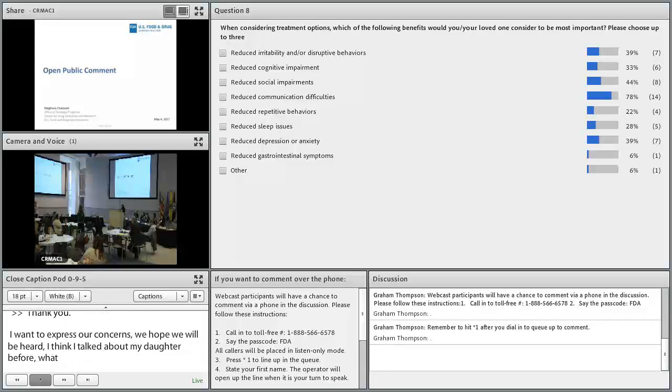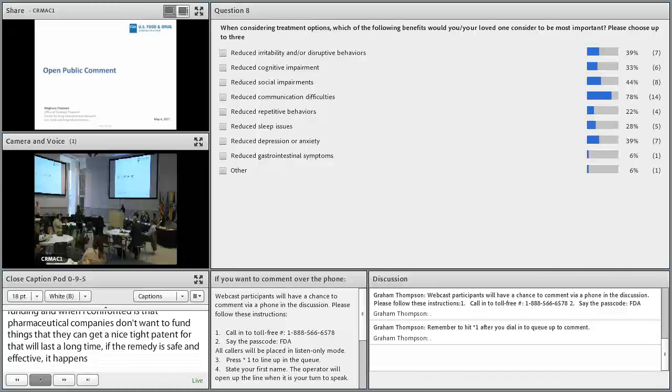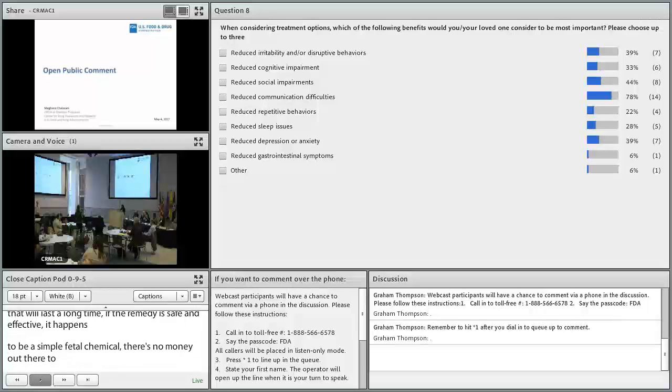We can talk about medications and treatments, but at the end of the day, it's the funding. What I've confronted in the situation with this dietary supplement for my daughter is that pharmaceutical companies don't want to fund things that they can't get a nice tight patent for that will last a long time. So if the remedy that's safe and effective just happens to be a simple, naturally occurring phytochemical, or maybe methyl B12 or something like that, well, there's no money out there to do the clinical studies to get to the IND and the NDA. We've got a problem. And I don't know if you guys can answer that, but we've got a problem.